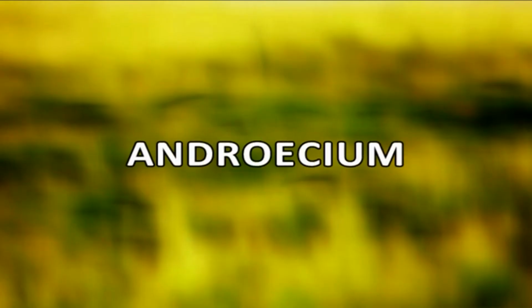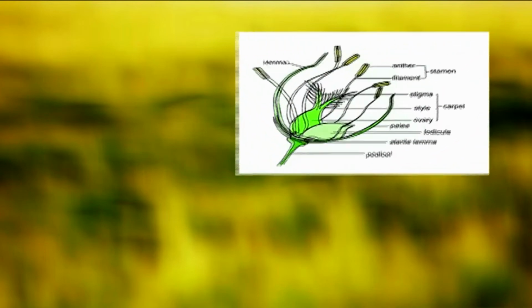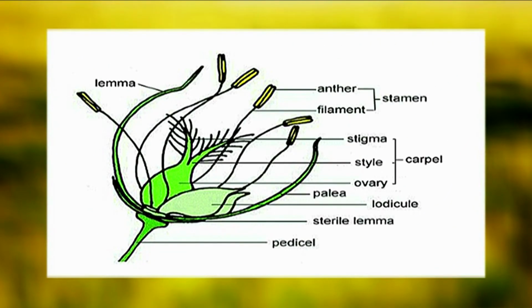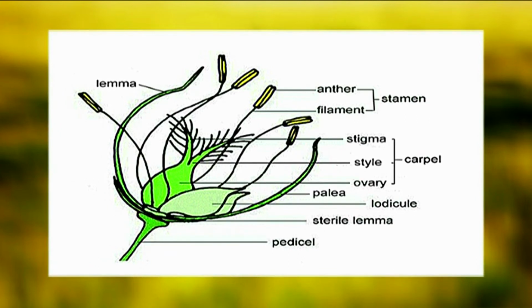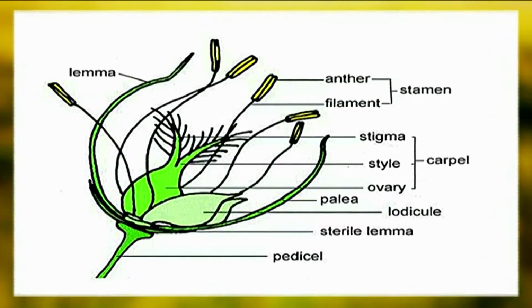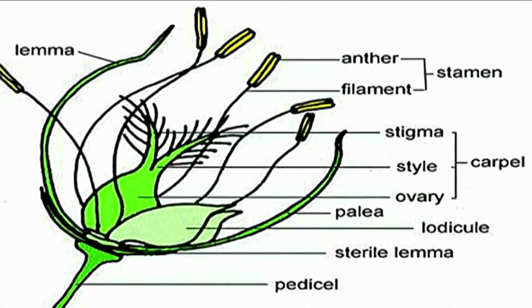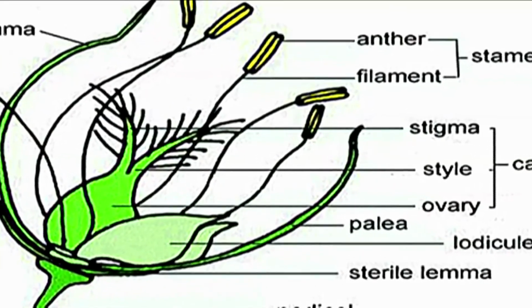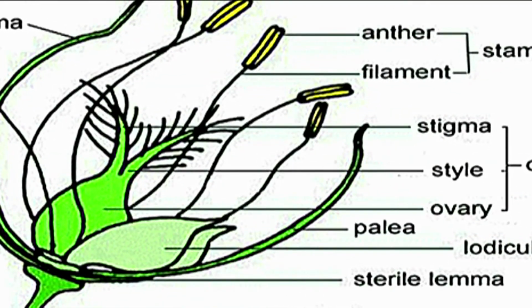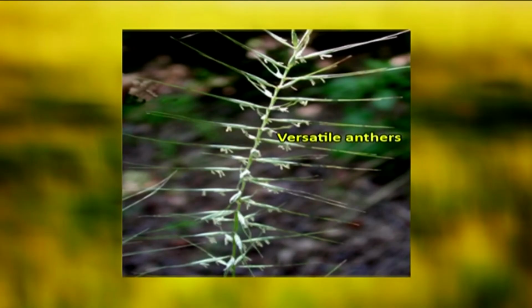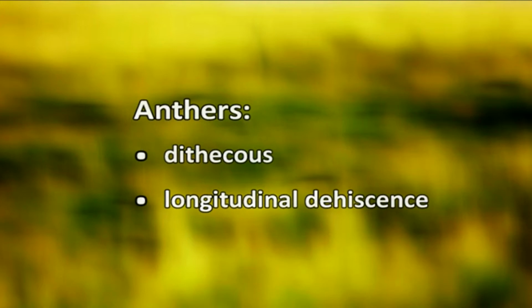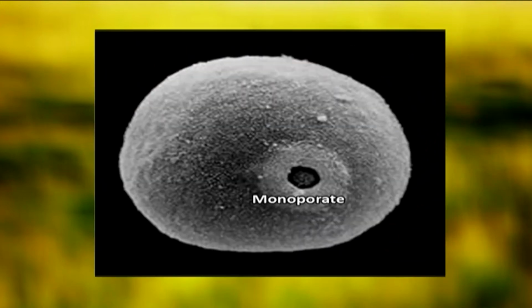Now the male part of the floret is what we know as androecium. Androecium is composed of 3 stamens. Sometimes there can be 6 stamens also, as in the case of Oryza, or their number can be more, as we see in Arundinaria. The filaments are free and the anthers are usually sagittate. They are basifixed to versatile. They are pendulous on elongate filaments, dithecous and longitudinal in dehiscence. Here the pollens are monoporate.